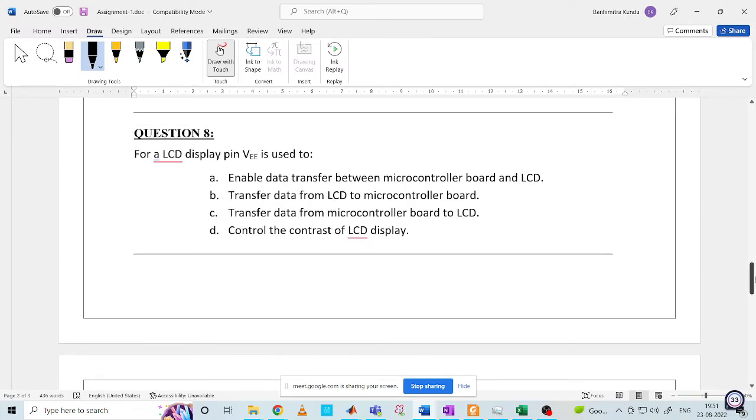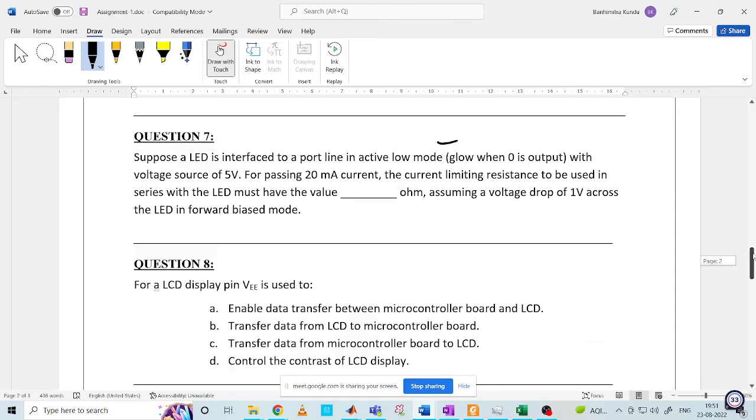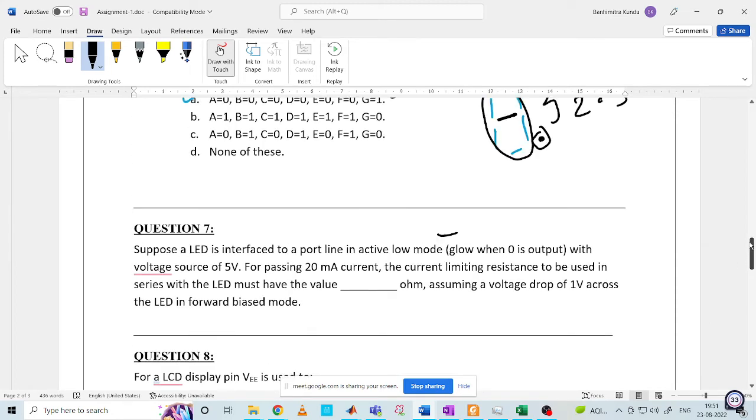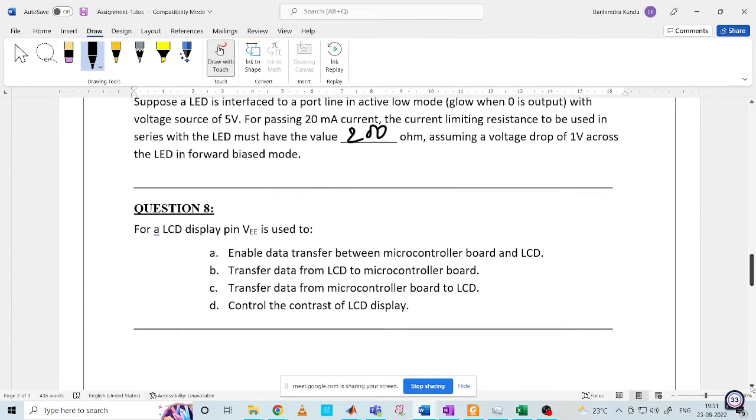Question number 8. No, 7. Sir, question number 7 is left. Yeah, question number 7. Tell me. It is almost the same as the last one. Anyone having any doubt on this? Okay, I'll move to the next question.